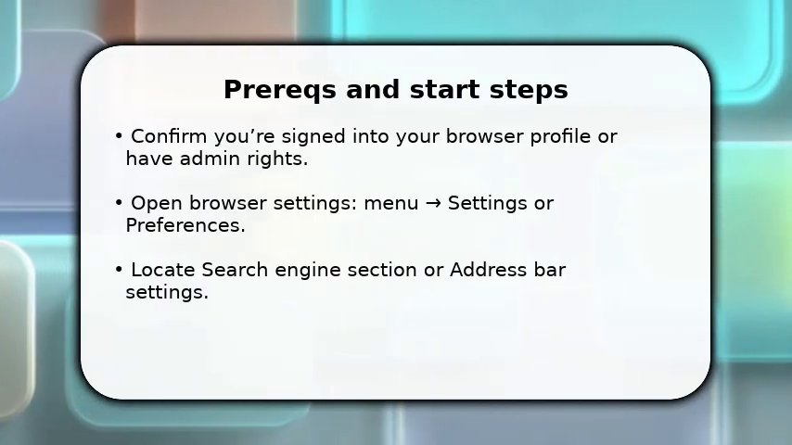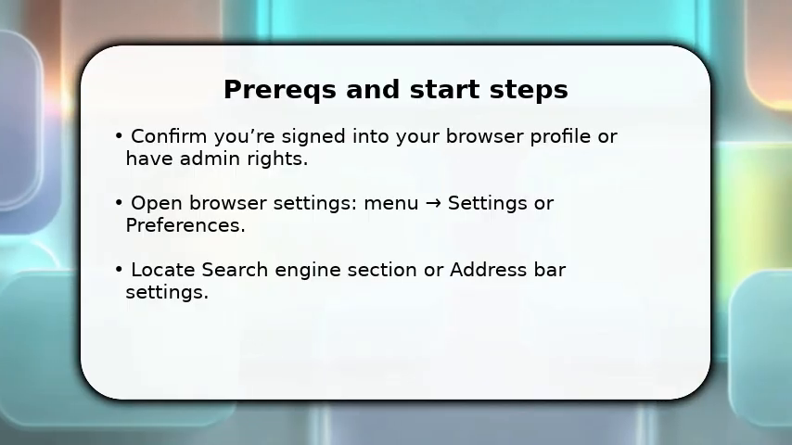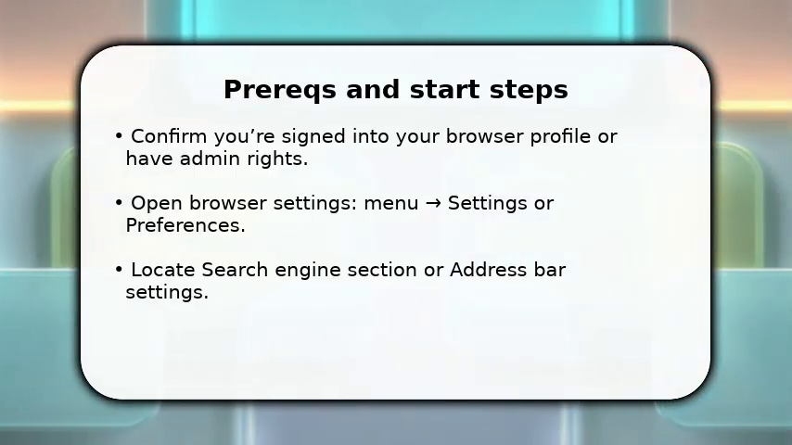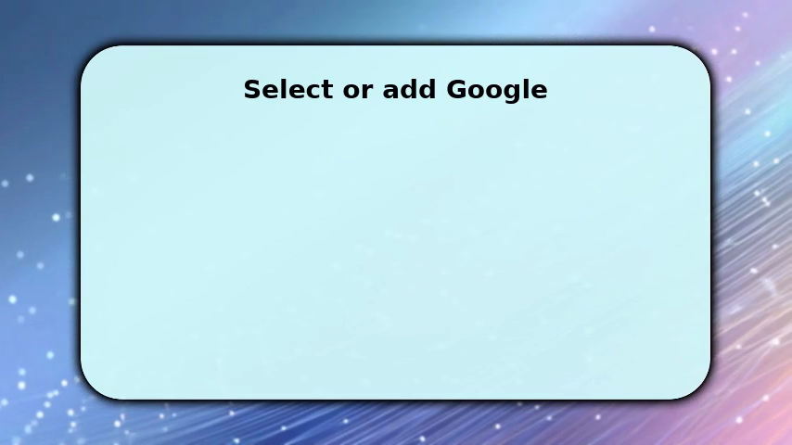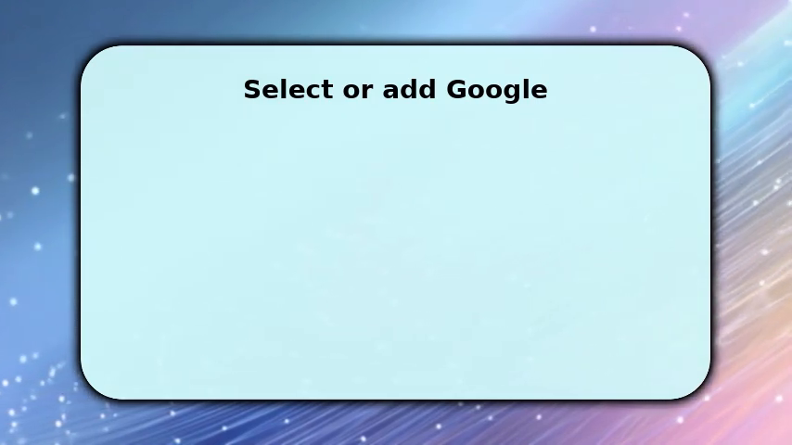Now pause and scan available search engines listed. Don't change yet, just confirm Google appears. If Google is missing, you'll add it in the next step. Next, you select or add Google as the default. If Google is in the drop-down, pick it and make sure it's labeled default.